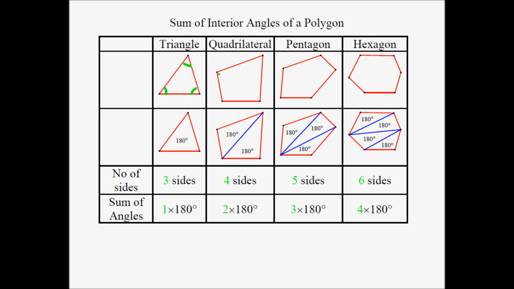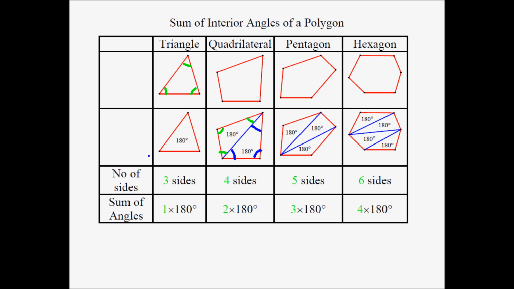Now, take a look at this. You can take a quadrilateral, the next polygon up, and you can split it into two triangles. So these three angles will add up to 180 degrees, and these three angles will also add up to 180 degrees. If you take a pentagon, you can split it into three non-overlapping triangles. If you take a hexagon, you can split it into four non-overlapping triangles. And the pattern continues. If you had a heptagon, a seven-sided polygon, you will be able to split it into five triangles. And the sum of the angles of each triangle is 180 degrees.